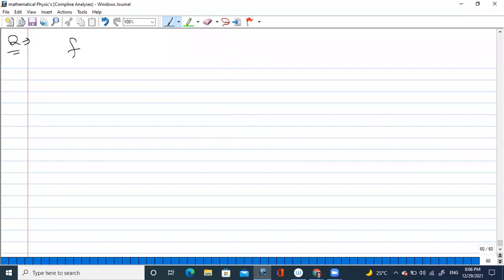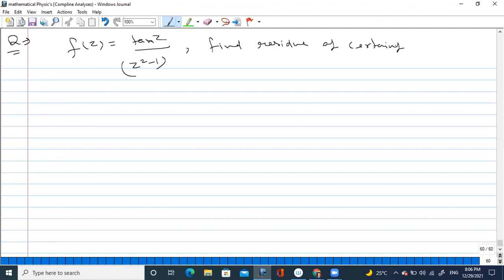Next question is f(z) equal to 10z divided by z square minus 1. Find residue at certain points. This is the question. Find residue at certain points means so many points can be there to find out the residue. So all residue I have to find.